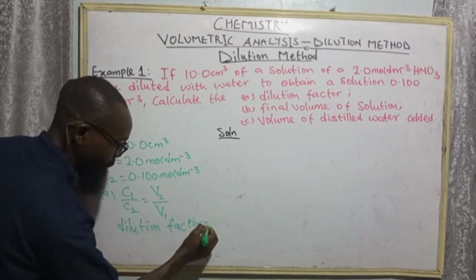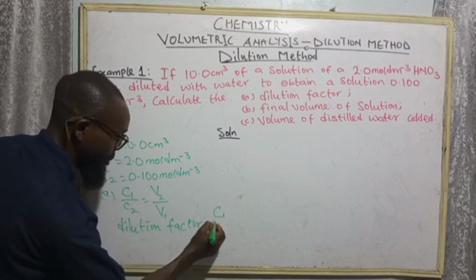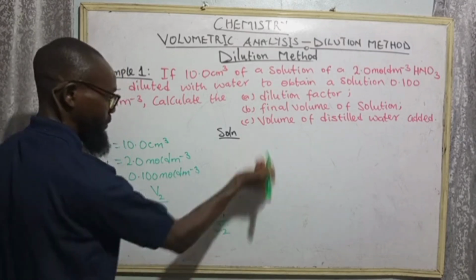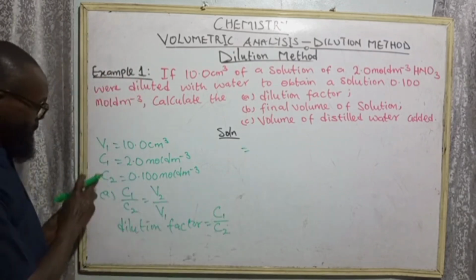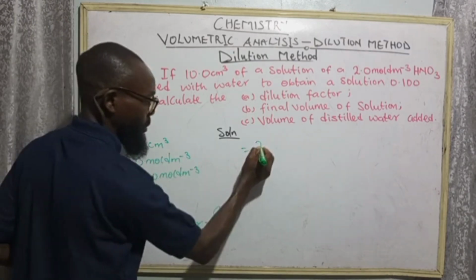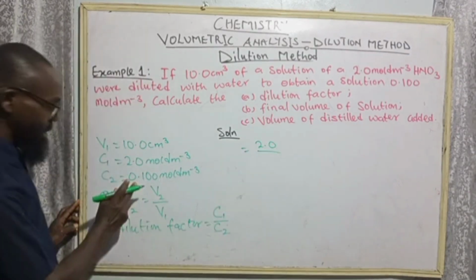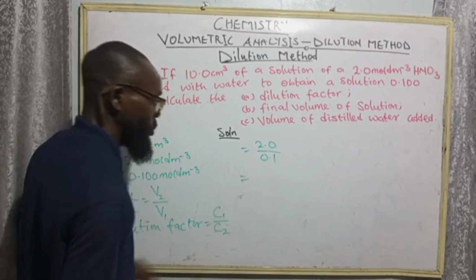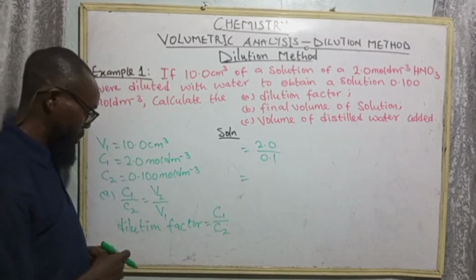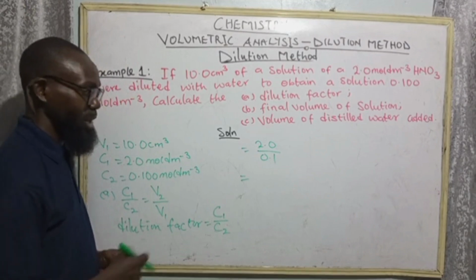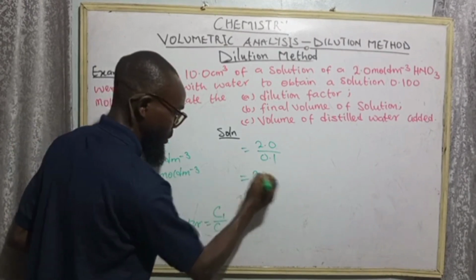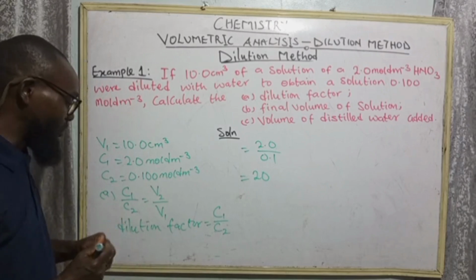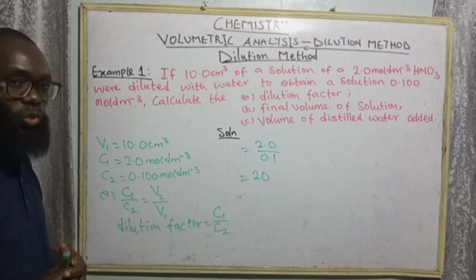dilution factor here will equal C1 over C2. Our C1 is 2.0 divided by 0.1. So here we have 20. We have 20, which means that the dilution factor is equal to 20.